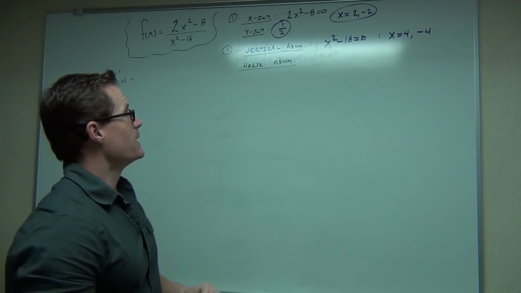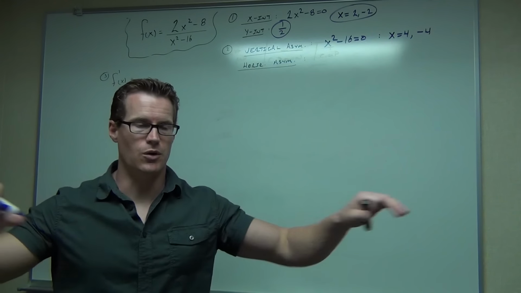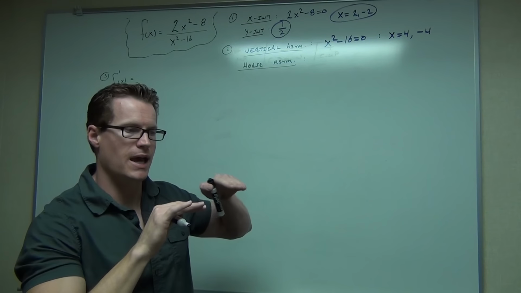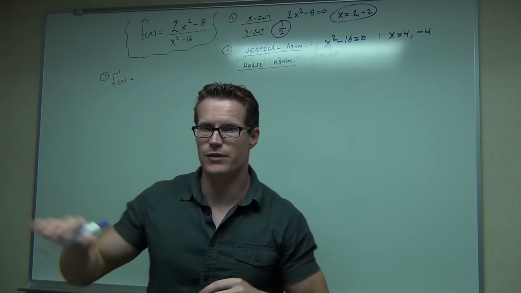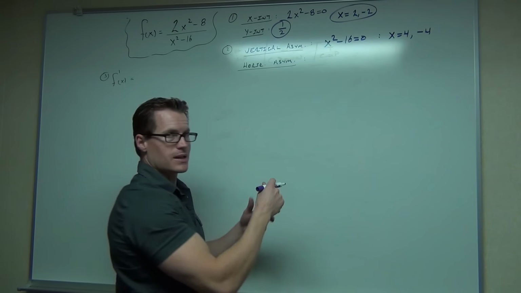All right. Now, as far as our horizontal asymptotes go, that says what happens when we take x to infinity and negative infinity. And that's dealt with a limit.